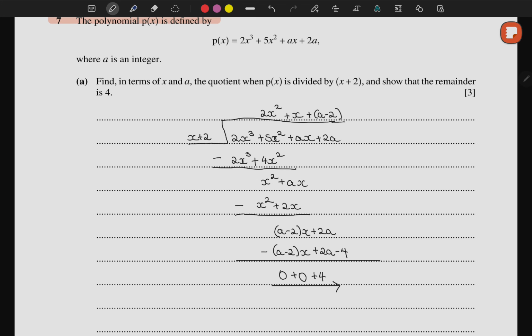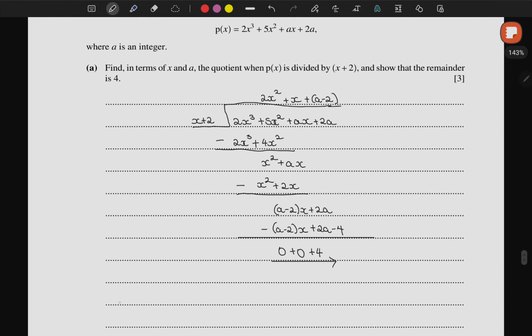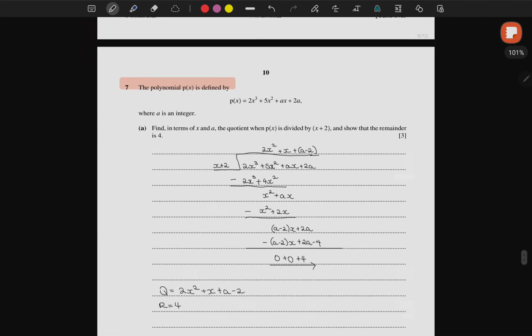Honestly, for this question, I jumped the gun initially, because I was literally saying x minus 2 and then substituting there, but it's all good. I think this is what's going to be acceptable. Find the quotient. So let's just write the quotient: Q is equal to 2x squared plus x plus a minus 2. R is 4. So this is the end of part 1.